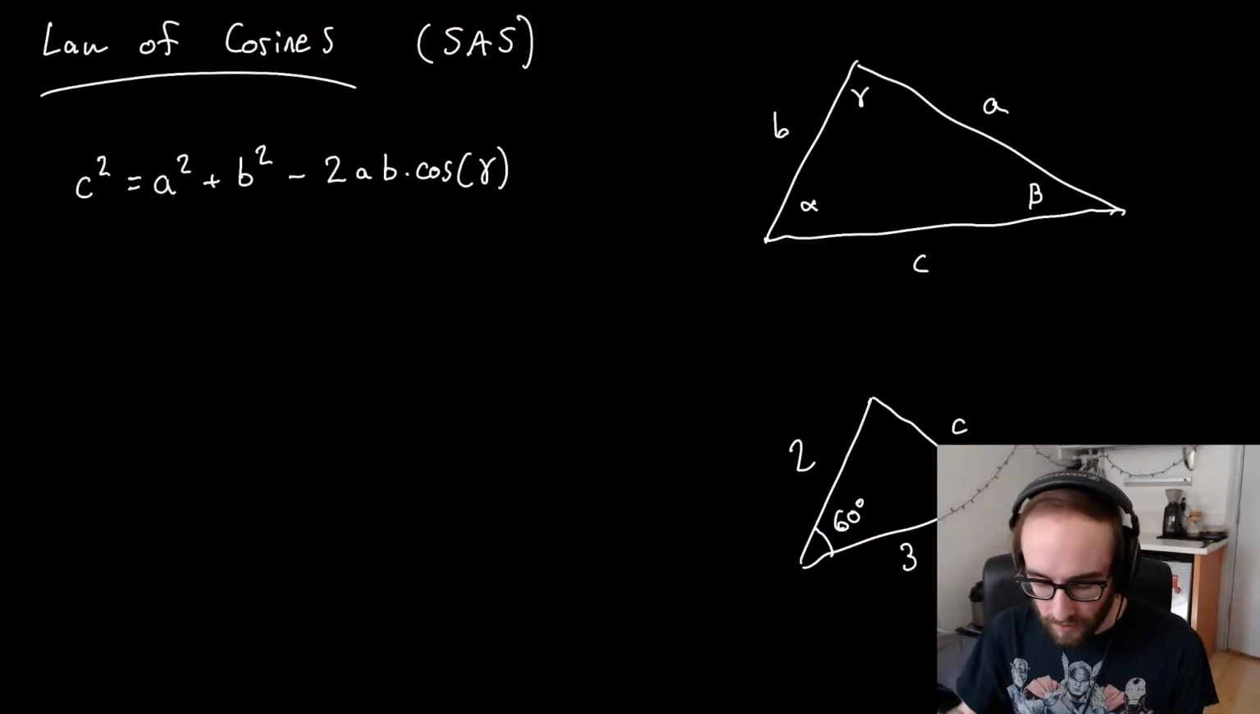Hi everyone, welcome back. In this video, we're going to take a look at the law of cosines, helping us solve triangles that aren't right triangles, or oblique triangles. We're also going to look at finding the area of a triangle when we're not given the height. So to start off, we're looking at the law of cosines.